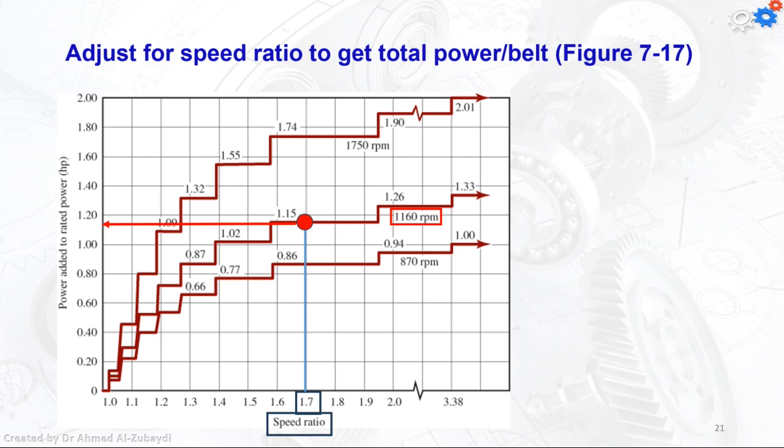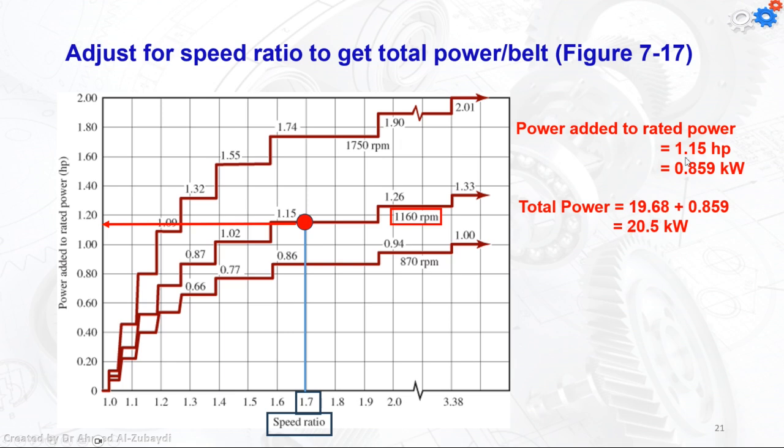Okay, I'm not sure about this figure. So we use 1.15 here, I think it's 1.8. So the power added to the rated power is going to be equal to 0.859 kilowatt. And then the total power in that case will be equal to 19.68 that we calculated earlier, plus the 0.859 kilowatt. And that will make the total power equal to 20.5 kilowatts. Okay, now we have the total power. Let's continue and find the estimated center distance, because we know the 2 diameters, and we start the calculation from there.